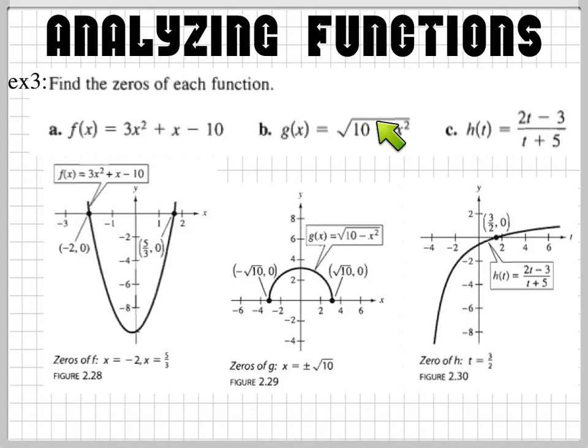This one right here, when you graph it, it gives you a semicircle. Is that a function? Yes. Heck yeah, it is. That's a function. We have negative radical 10, and then a positive radical 10 is right there.